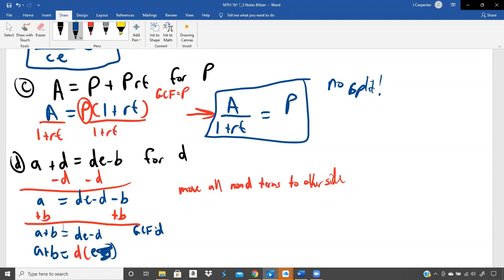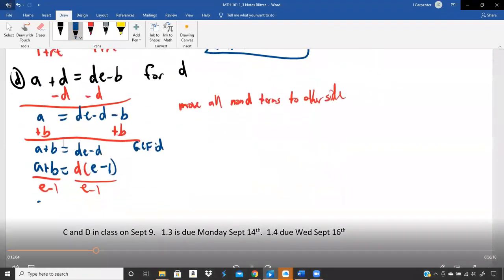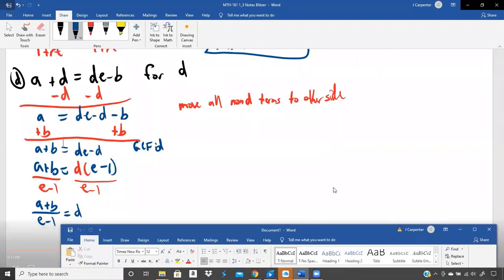Don't leave this blank. Don't do this and just do E and a space or a 0 or anything like that. It's E minus 1 because we're taking the D from this D, we're dividing it, and anything divided by itself is 1. So be careful here. That's where people make silly mistakes. Now all we've got to do is one more step. This is D times some random number, whatever E minus 1 happens to be. So let's divide by the E minus 1, giving us our answer. And it ain't pretty, but that's perfectly fine. A plus B over E minus 1 is equal to D.